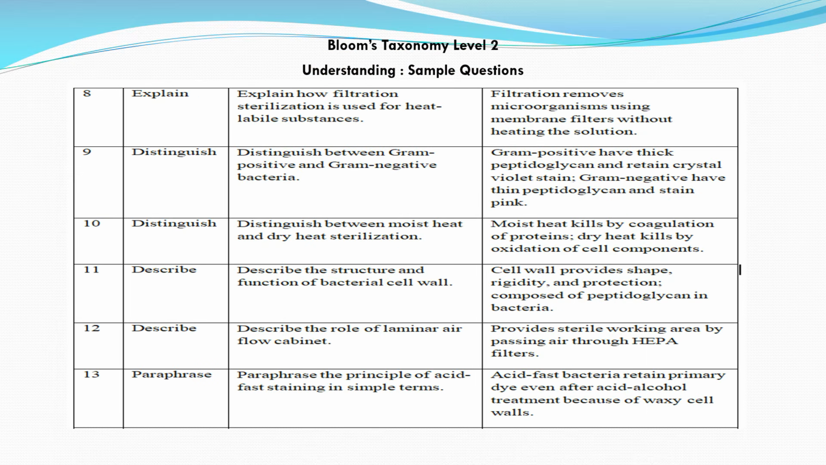So these are sample questions which we can generate at the understanding level, like: explain how filtration sterilization is used for heat labile substances. The answer will be: filtration removes microorganisms using membrane filters without heating the solution. Distinguish between moist heat sterilization and dry heat sterilization. Moist heat kills by coagulation of protein, and dry heat kills by oxidation of cell components.